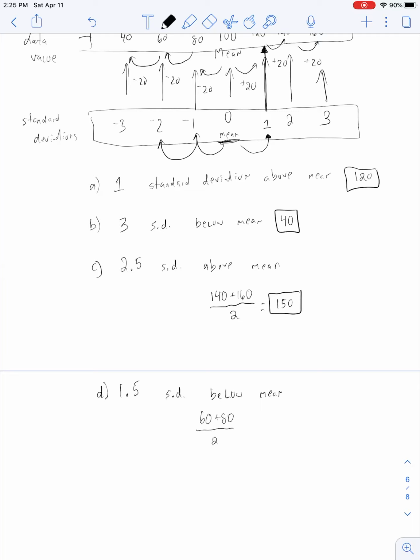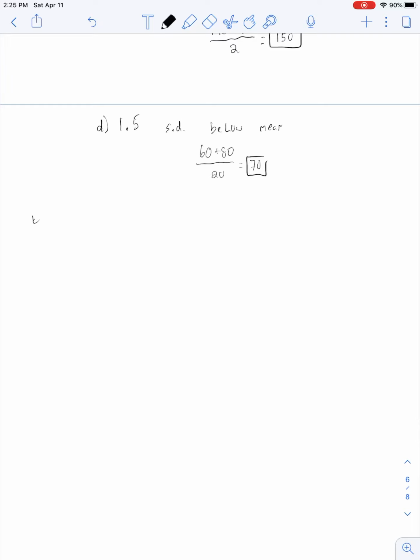$60 plus 80 divided by 2 will give us 70. Right, so some nice examples, and that's exactly how your homework will start off. Let's take a look at next type of examples that we'll see.